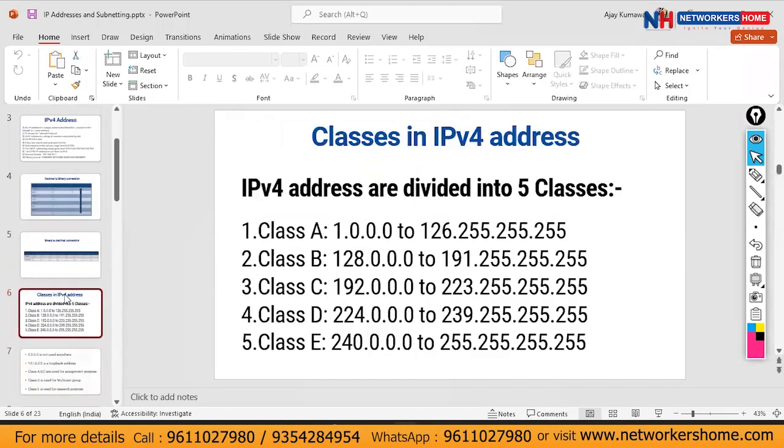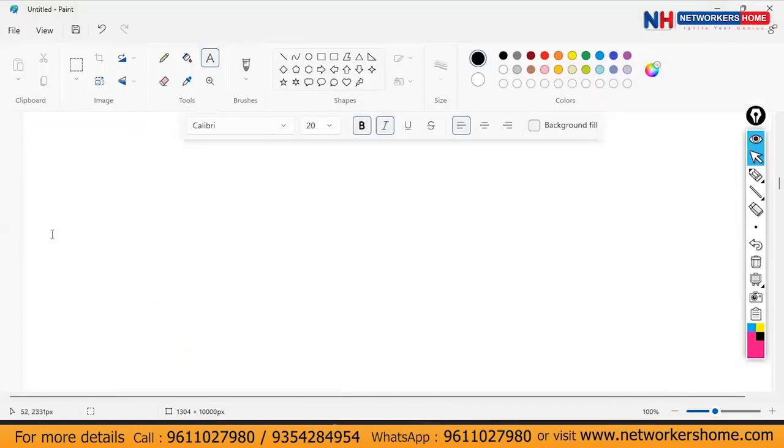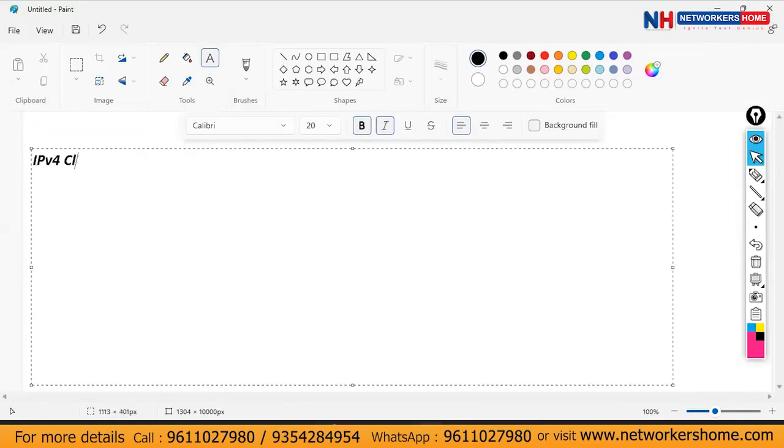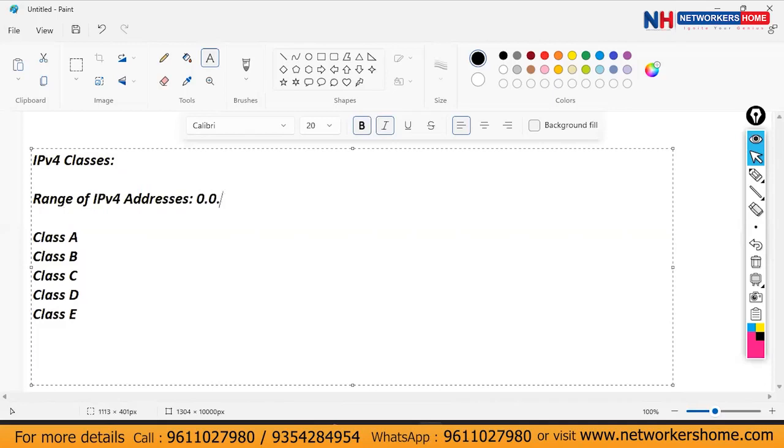Next we have IPv4 classes. Your IPv4 address has been divided into some classes: class A, class B, class C, class D, and class E. These are the five classes into which IPv4 addresses have been divided. We know that if I speak about the range of IPv4, each and every octet's minimum value can be 0 and maximum value can be 255.